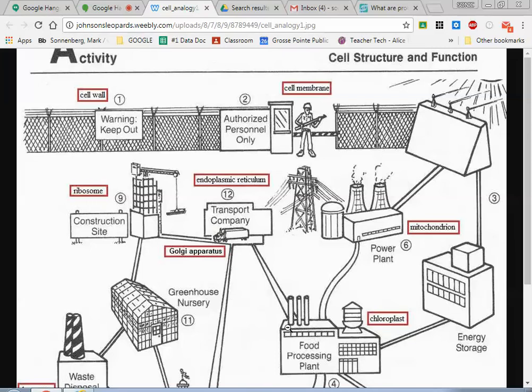The Golgi apparatus, sometimes called the Golgi complex, sometimes called the Golgi bodies, is referred to here by the transport company. The post office could also be it, or the UPS store, FedEx, the company that packages materials and uses the endoplasmic reticulum at times to send things around. A lot of times you'll see it attached to the endoplasmic reticulum, but the Golgi apparatus sometimes moves around and packages things into and out of the cell.